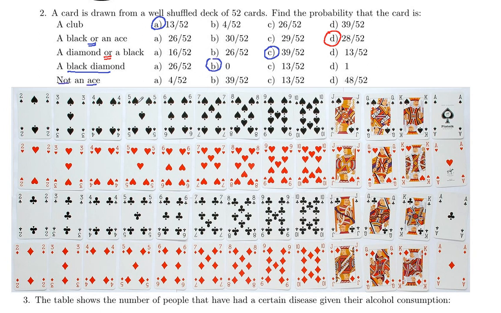Not an ace. So the aces are here, 4 out of 52. If you're not an ace, you're going to be the total minus those 4. So this will be 52 cards total minus the 4 aces out of 52. So desired out of total outcomes. 48 out of 52, right there. So all of these you can do with desired out of total just looking at a deck of cards. You don't have to use the rules. Sometimes it will be helpful to use the rules, like the union rule here.